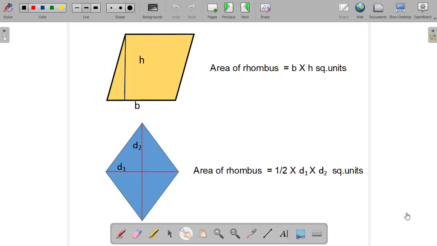How do we find the area of rhombus? Listen, if the base and height are given, we can use the same parallelogram formula for rhombus also. The area of rhombus is B into H square unit because rhombus is also a parallelogram. If the length of 2 diagonals are given, we can find the area of the rhombus by using this formula. Area of rhombus is equal to half into d1 into d2 square unit.